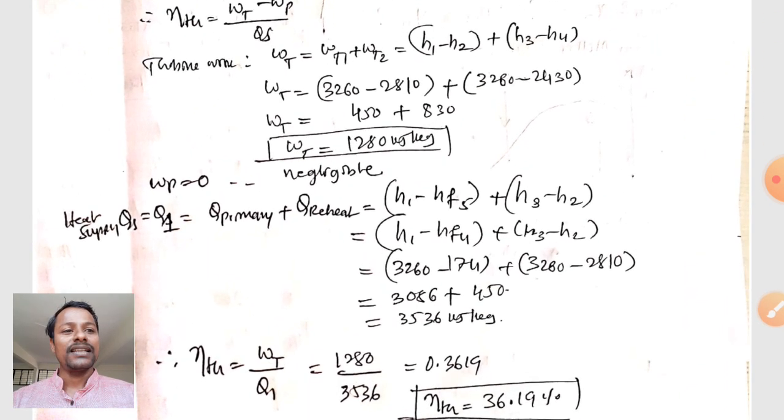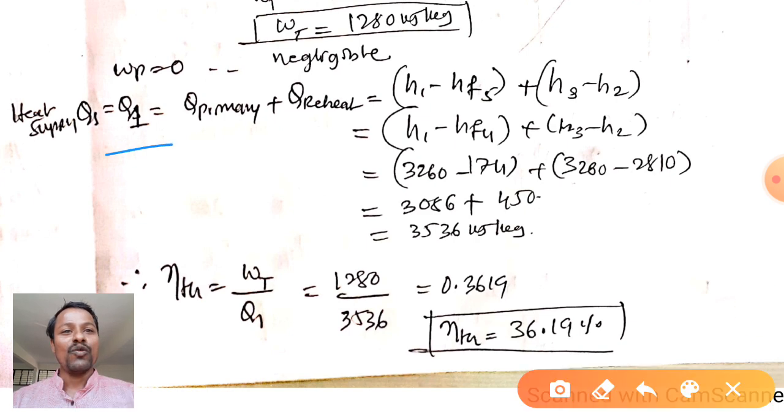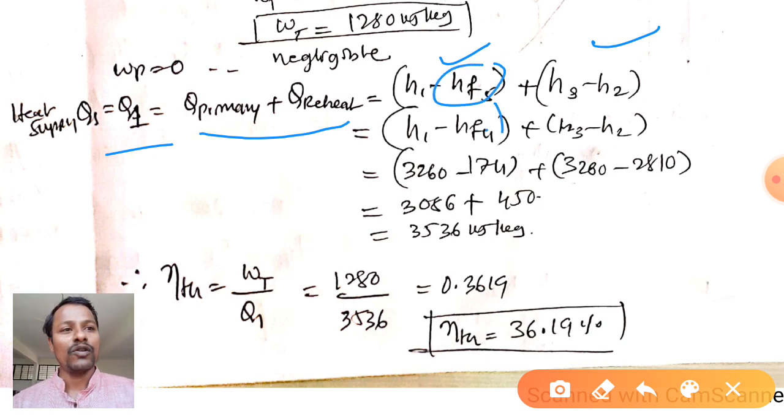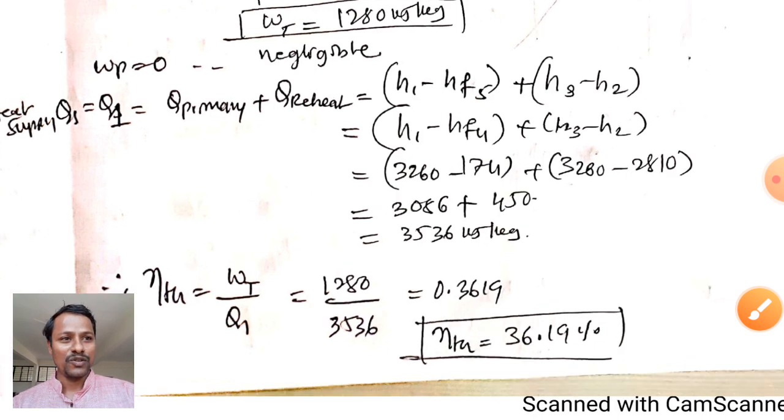Here the heat supplied is Q1, we have used the notation Q1. That is Q primary plus Q reheat. We discussed just now H1 minus Hf5, and this is H3 minus H2. I can write Hf5 is equal to Hf4. In the theory videos we have already understood why Hf5 is equal to Hf4, so we can consider that. Then H3 minus H2.